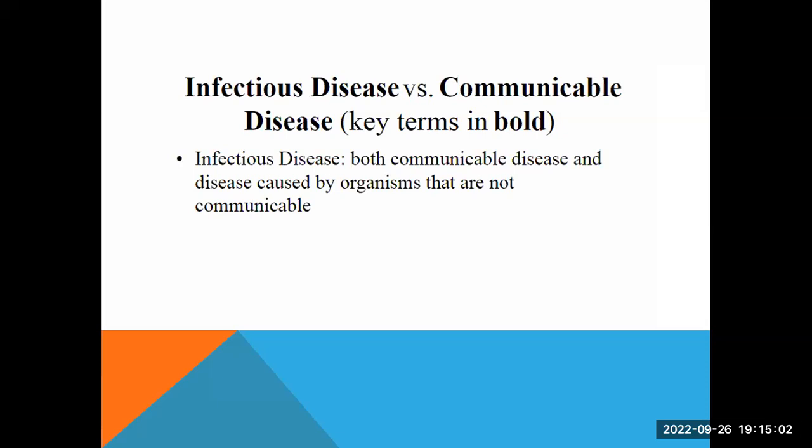Infectious diseases include both communicable diseases and diseases caused by microorganisms that are not communicable. Let's give an example here. Tetanus is an infectious disease, but it does not spread, so we cannot consider it a communicable disease, yet it is an infectious disease. And this is very important to understand, the difference between both.